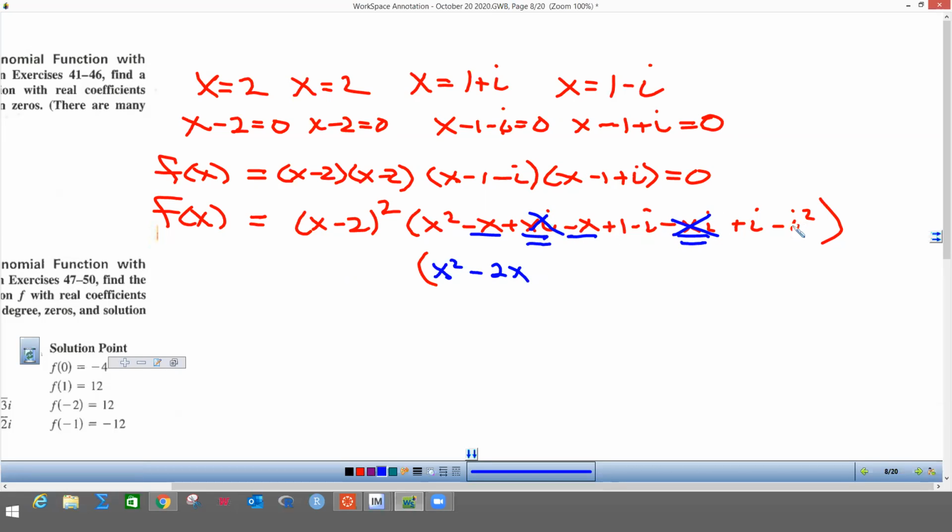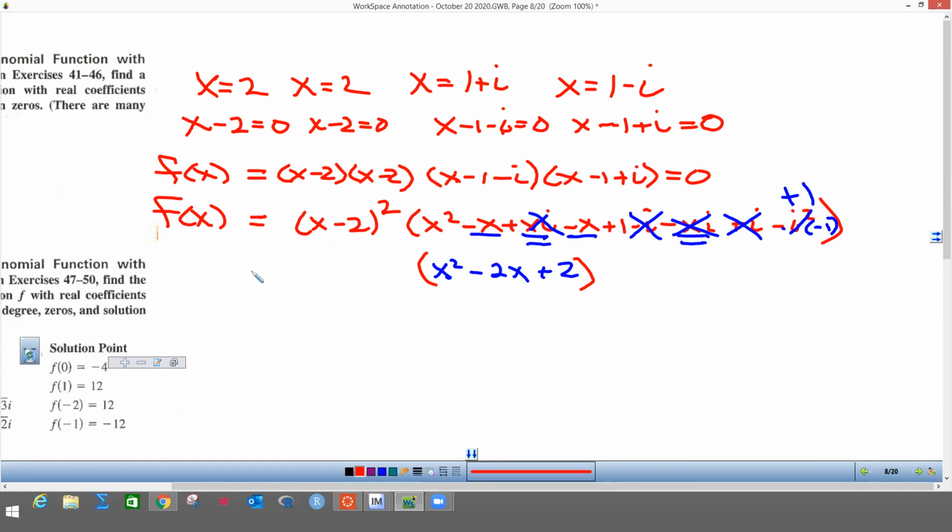All right, now remember i squared is negative 1. So a negative negative 1 means this is actually plus 1 here. So 1 plus 1 gives me a plus 2 here. And then this negative i will cancel out with that positive i, and I've combined all my like terms. So see, I got rid of my i's by multiplying those.